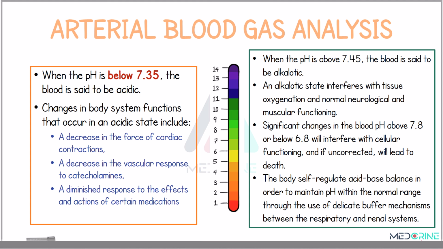An alkalotic state interferes with tissue oxygenation and normal neurological and muscular functioning. Significant changes in the blood pH above 7.8 or a pH that is below 6.8 will interfere with the normal cellular functioning, and if it remains uncorrected, it leads to death. The body self-regulates acid-base balance in order to maintain an optimum pH within the normal range through the use of delicate buffer systems between the respiratory and the renal system.